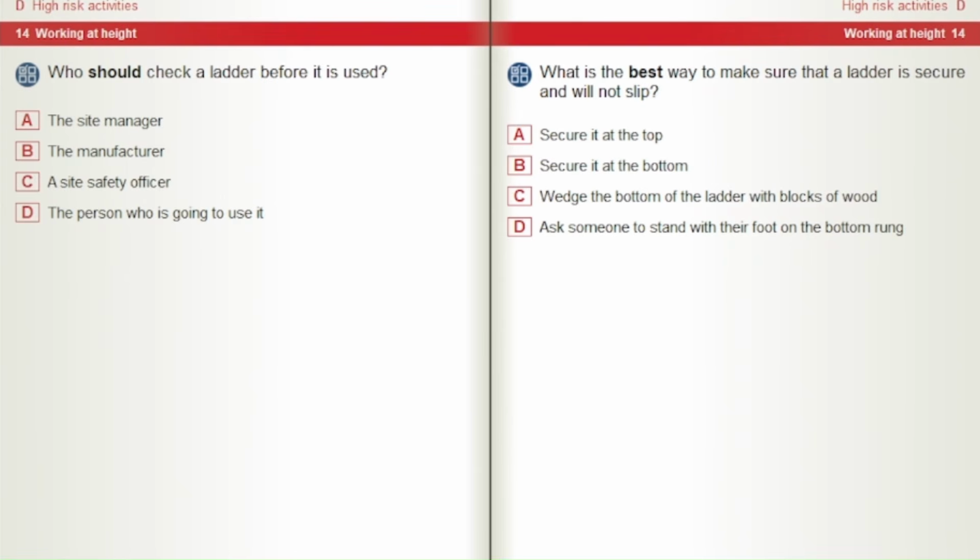Who should check a ladder before it is used? The site manager, the manufacturer, a site safety officer, the person who is going to use it.